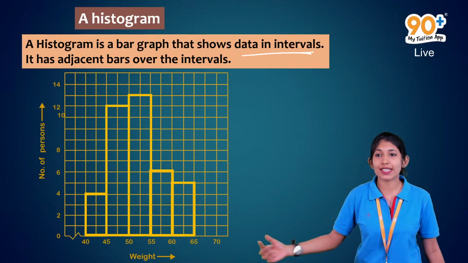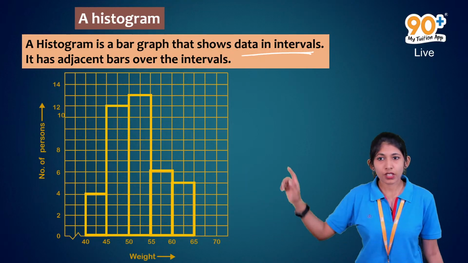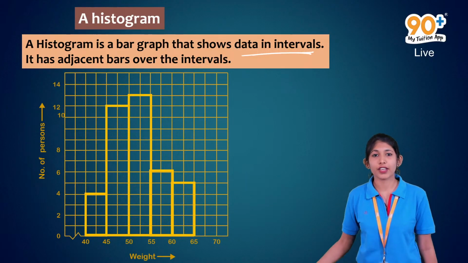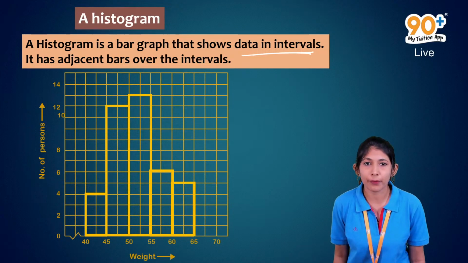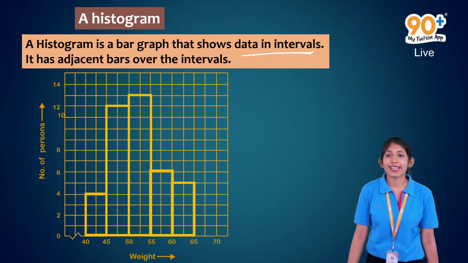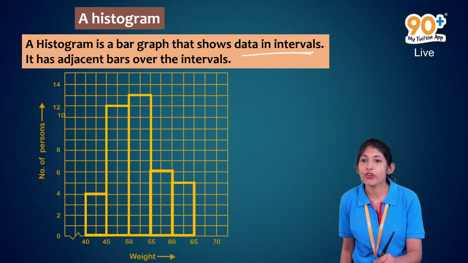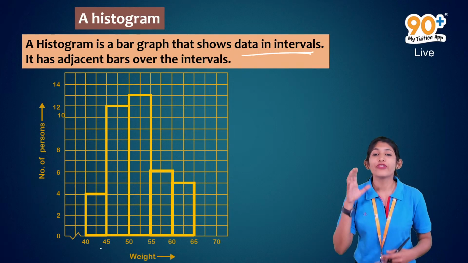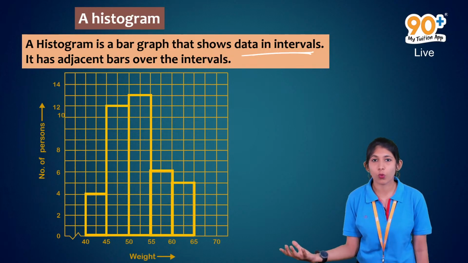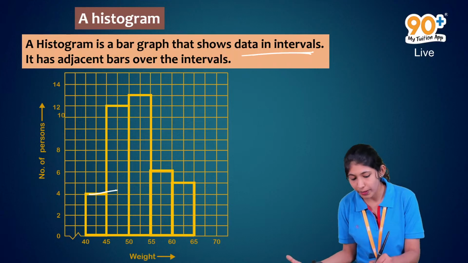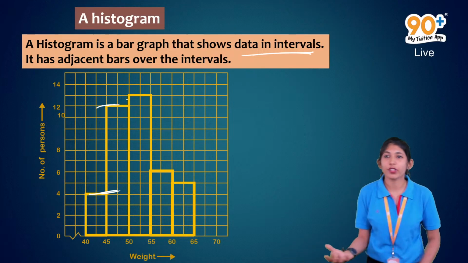Suppose here you can see the weight of different kinds of people is shown over here, right? This graph shows the weight of a different number of people. As you can clearly see, there's a number 45. This 45 can be the weight of either 4 people or 12 people. We don't know it exactly.